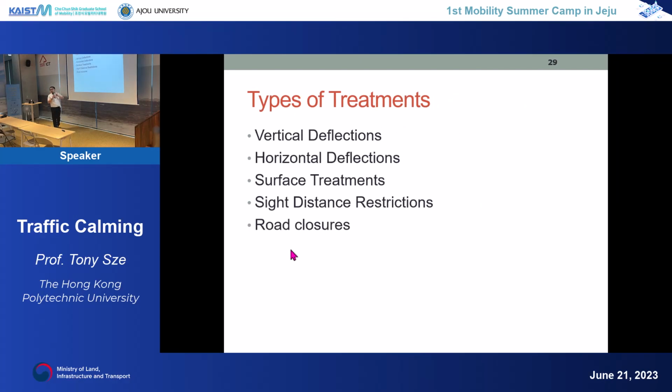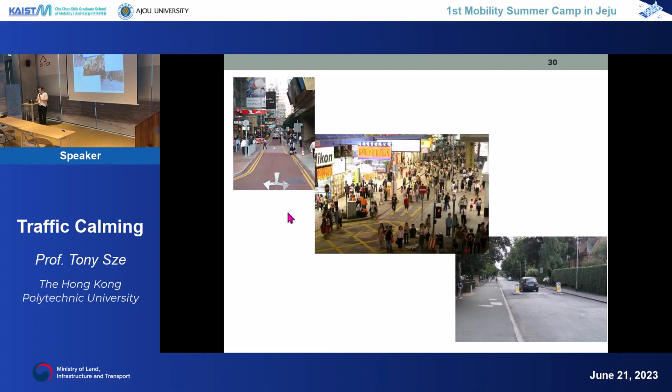Surface treatment. What does it mean by surface treatment? We change the color of the road. Originally, it will usually be in black color, gray color. We use the red color to indicate that now you enter an area that has pedestrians. This is what I mean by surface treatment. Sight distance. We put some trees nearby so you cannot see what is around the corner. Then the driver will slow down. This is what we mean by sight distance. Road closure. Later on, I will show you some examples.